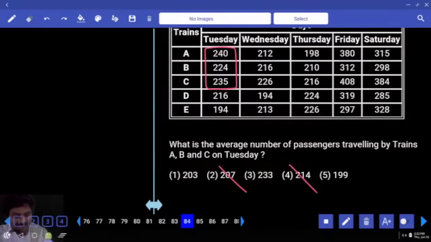How many options are there? Your eyes are enough to answer the question. Observe those 3 numbers. All are more than 220. First option can never be your answer. Common sense.